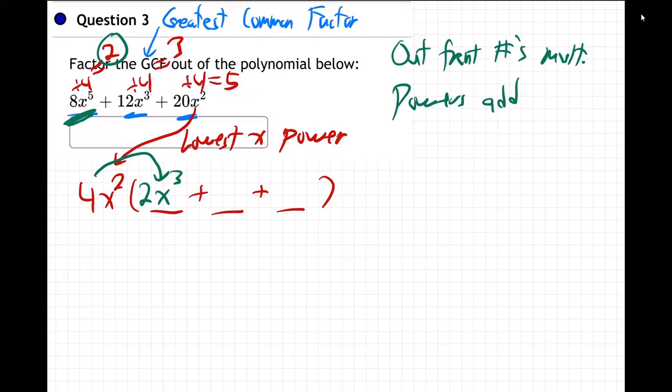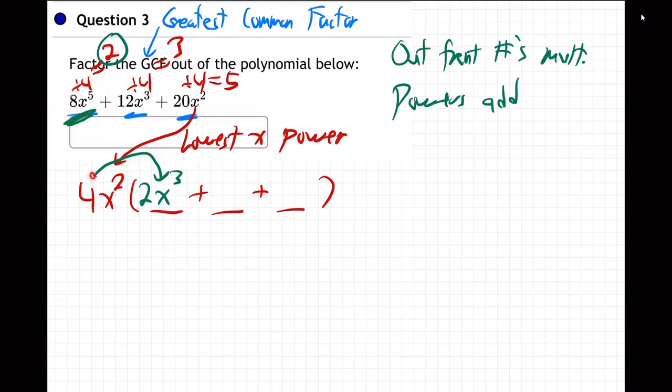You see that? Everybody see that? 4 times 2 is 8, and x squared times x cubed will go back to be x to the 5th. So that's good so far, right? Out front numbers multiply, powers add.